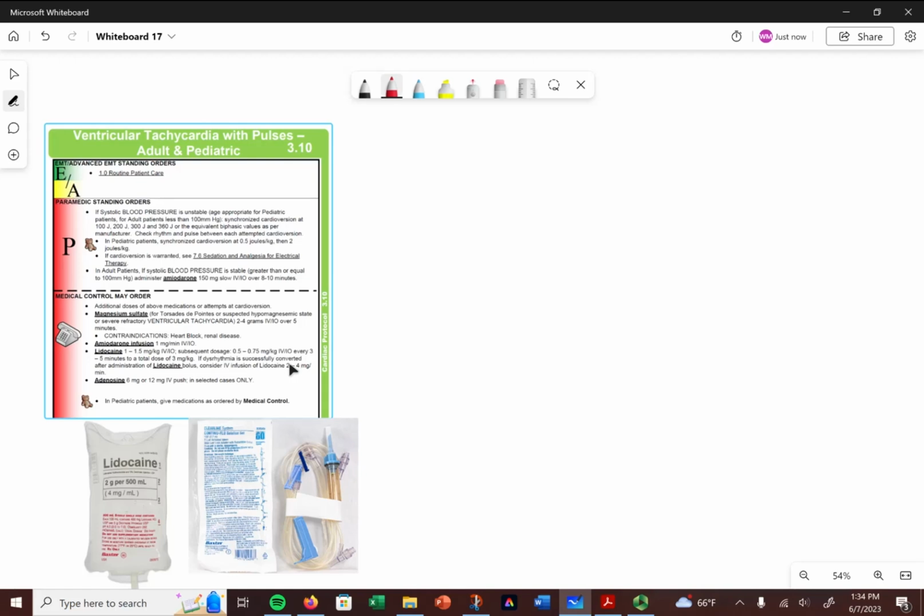Let's say I have successfully converted a dysrhythmia with a bolus of lidocaine. I might consider using lidocaine IV administration of infusion, and this is the critical part. Here is the dose: lidocaine 2 to 4 milligrams per minute. So my dose is 2 to 4 milligrams per minute, and I have to actually choose here. For the sake of this example, I'm going to choose 2 milligrams per minute. So this is what my dose is going to be, 2 milligrams per minute, but you have 2, 3, or 4 to choose from.